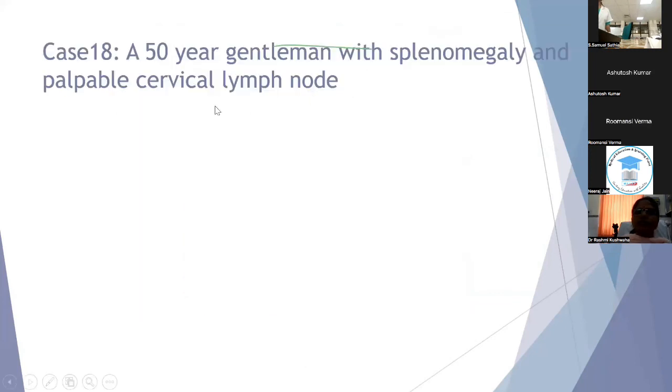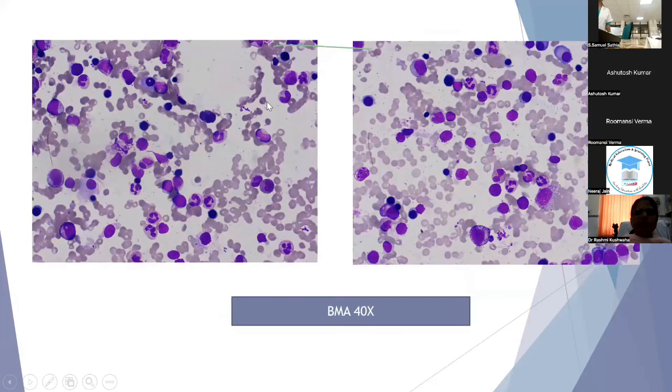A 50-year gentleman with splenomegaly and palpable cervical lymph node. This is a bone marrow aspirate. Whenever we are examining the bone marrow aspirate, we have to be very careful. Along with the normals, first we have to comment on the cellularity, then we have to check the granulocytic series followed by erythroid, the megakaryocytes, including the number and morphology, the macrophages. And in the end, we have to check if there is any other atypical or abnormal cell infiltrating into the marrow. And of course, last but not the least, we have to rule out the parasites also.